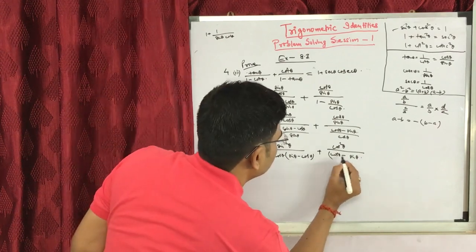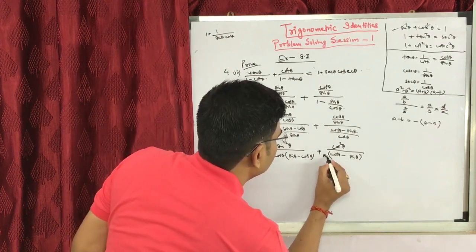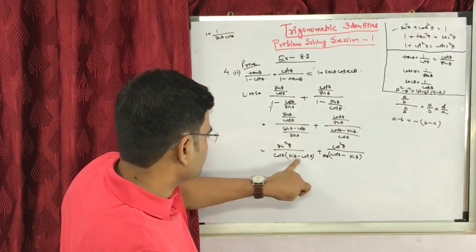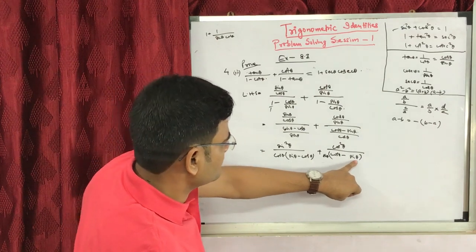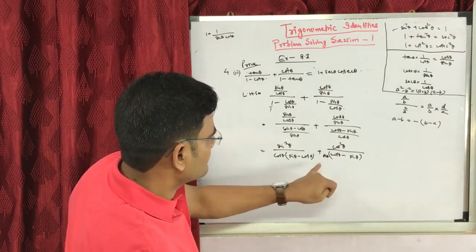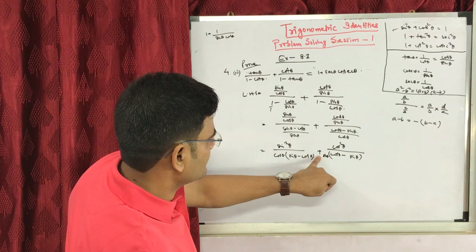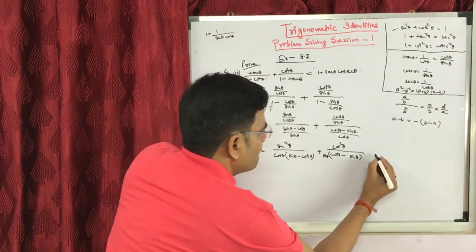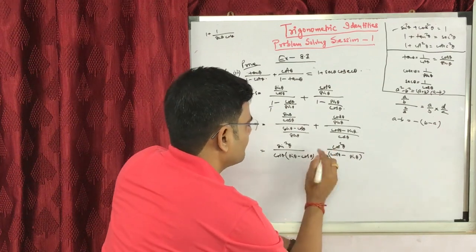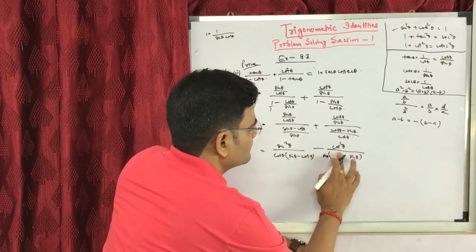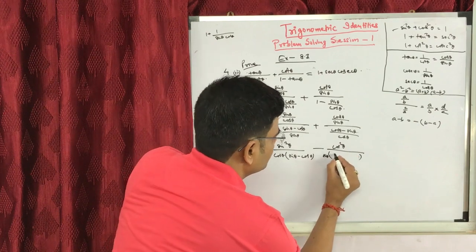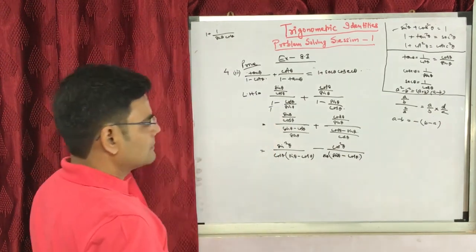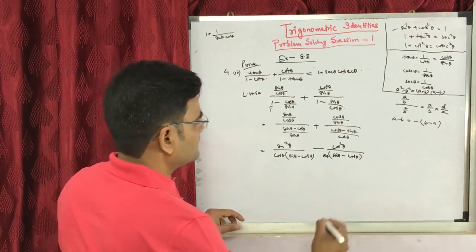I didn't write sin theta, sorry. Now I see there is sin minus cos here, I see cos minus sin here. So the minus sign will come out. This makes this one negative, and this will become minus, and this will become sin theta minus cos theta. Right? Now I can take LCM.